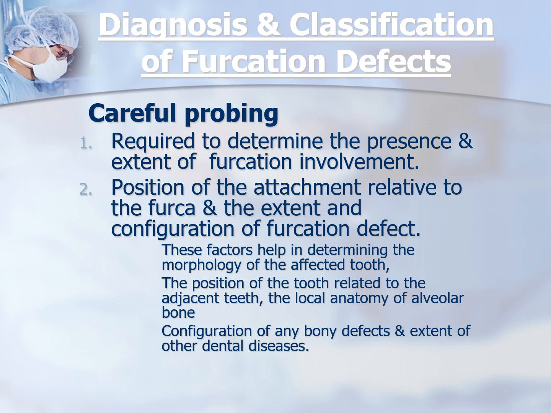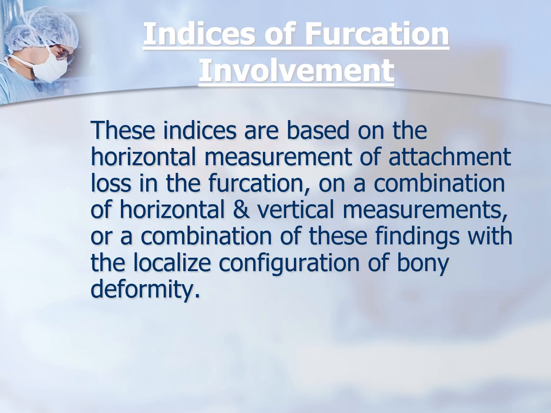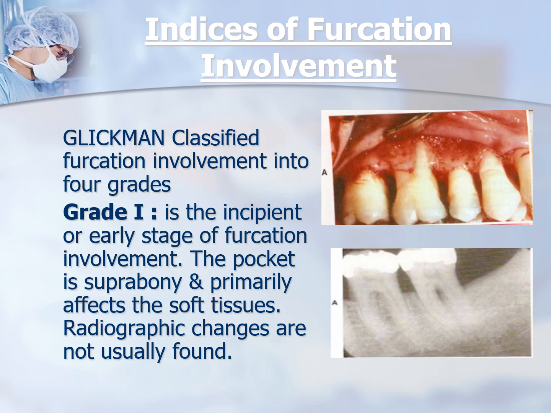There is another instrument which is specifically used to check and measure the furcation areas, and these are the Nabers probes. These are either marked or unmarked probes. There are various classifications to measure the furcation area in a horizontal or a vertical manner. The most common one is the Glickman classification, where grade 1 is the incipient or early lesion of furcation involvement.